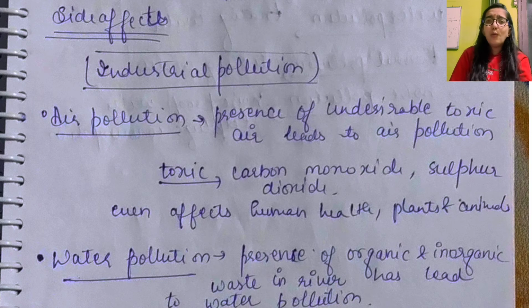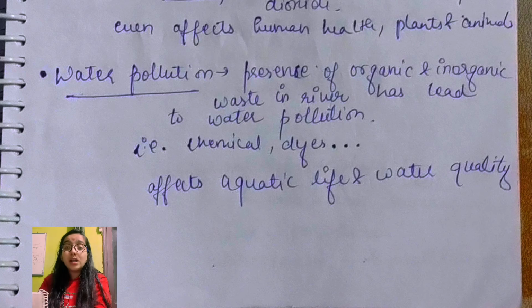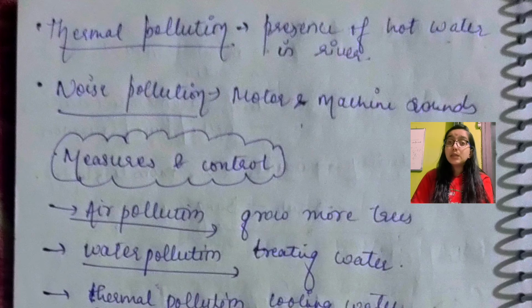You basically know what these pollutions are. I do not need to tell you in an elaborate way. What are the pollutants present in water which result in water pollution? Those are chemicals and dyes released by the industries, and they affect aquatic life and the quality of water in a very negative way. Moving towards the next pollution, thermal pollution. When hot chemicals or hot water from the industries are released into the rivers, it creates thermal pollution.